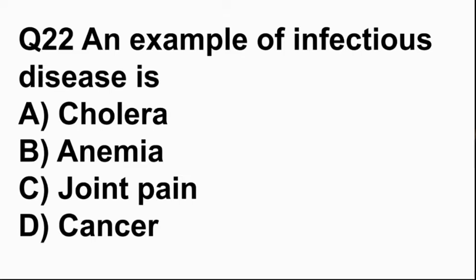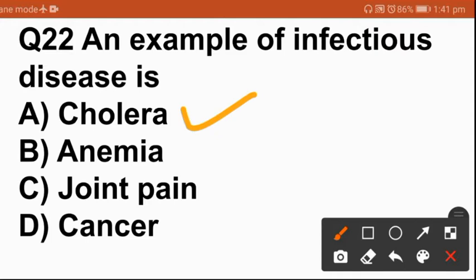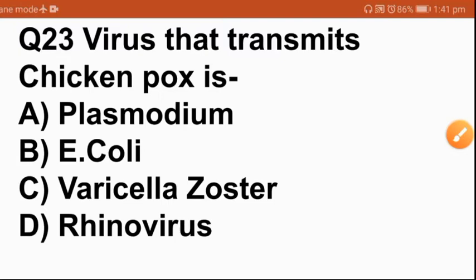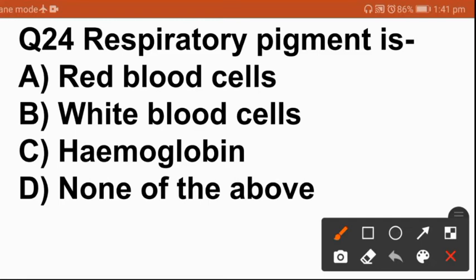An example of infectious disease is A cholera. Virus that transmits chickenpox is C varicella zoster. Respiratory pigment is C hemoglobin.